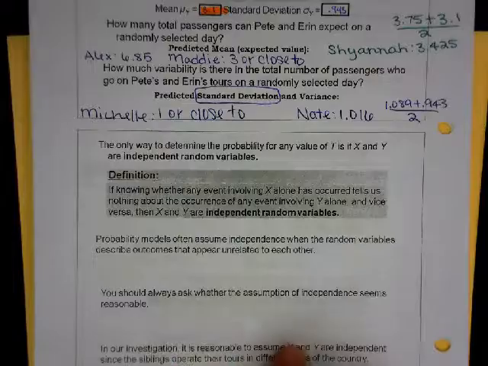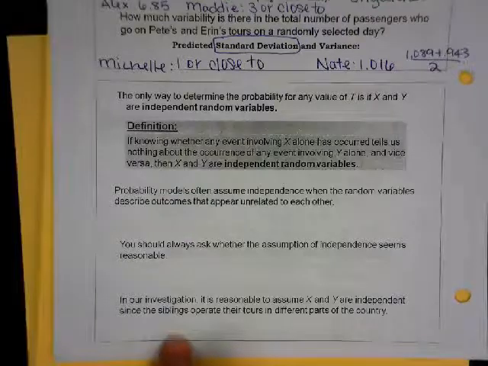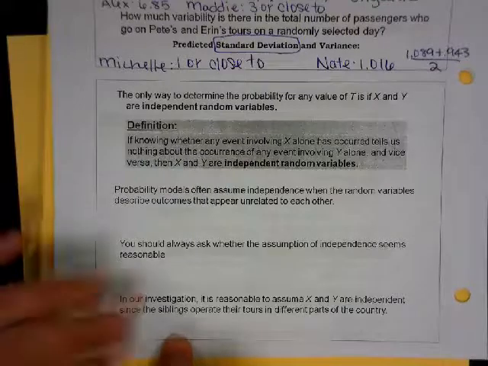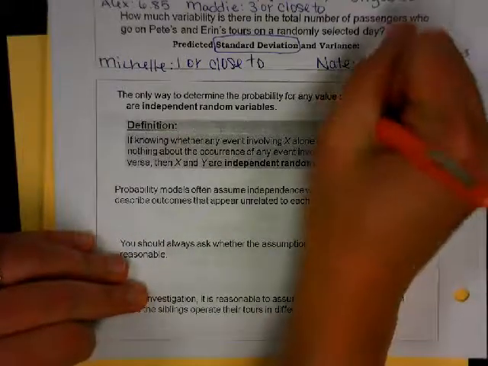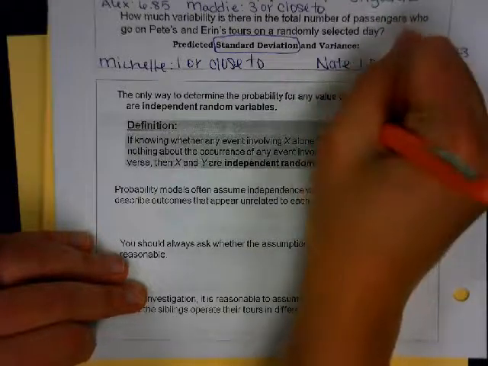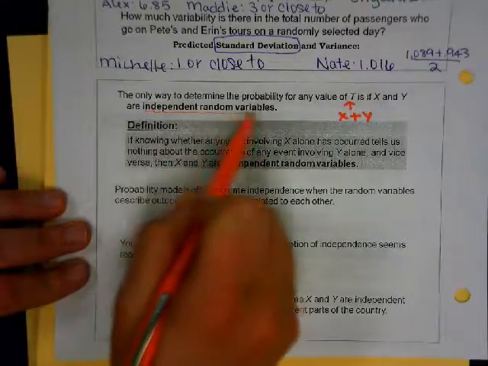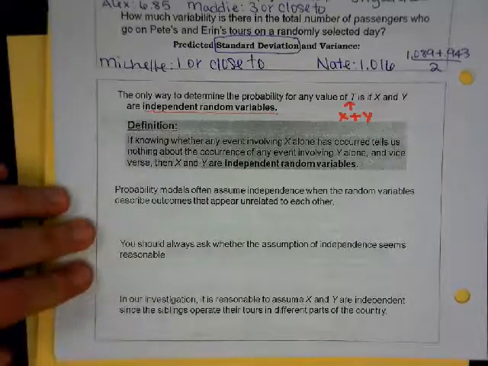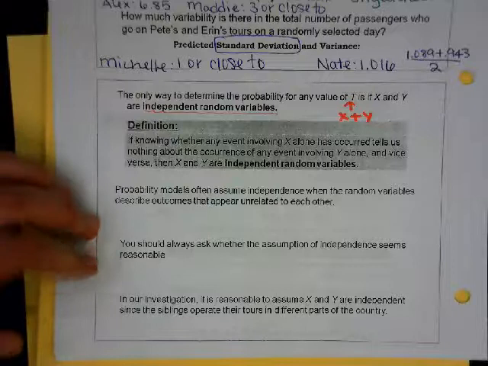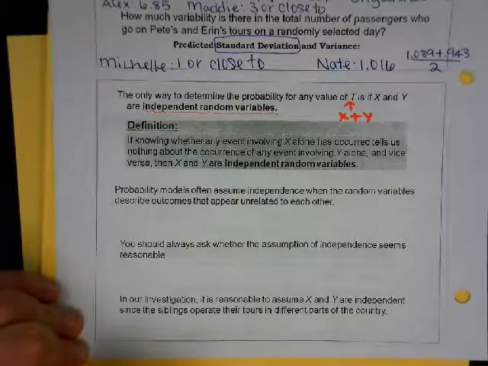So before we actually get into the math of doing it, we do have to talk about something. The only way we can determine probability for any value of t, remember t is defined as x plus y, is if x and y are independent random variables. Now in chapter 5 we talked about independence, and that really boils down to whether one event has an effect on another event.